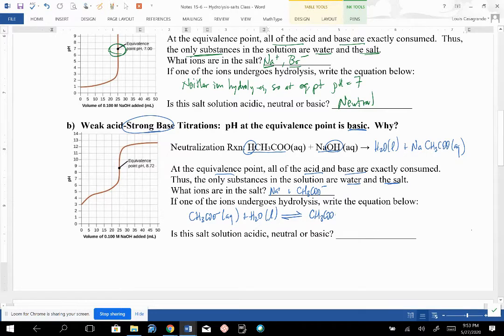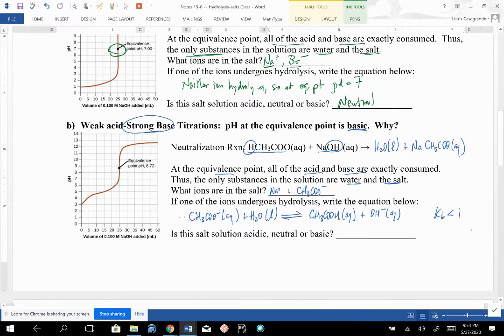Now, the reason I wanted to emphasize that this is an equilibrium is that this is a base, the Kb is really, really small. The Kb is less than 1. So this doesn't happen very far to the right. So you don't make a lot of acetic acid. And you also don't make a lot of hydroxide, so you don't have a very strongly basic solution.